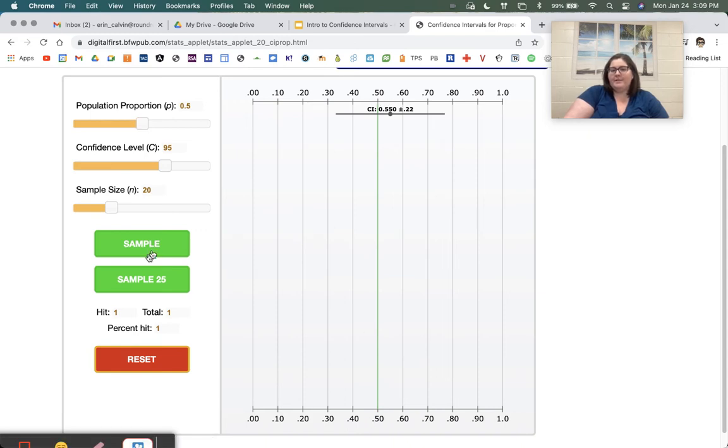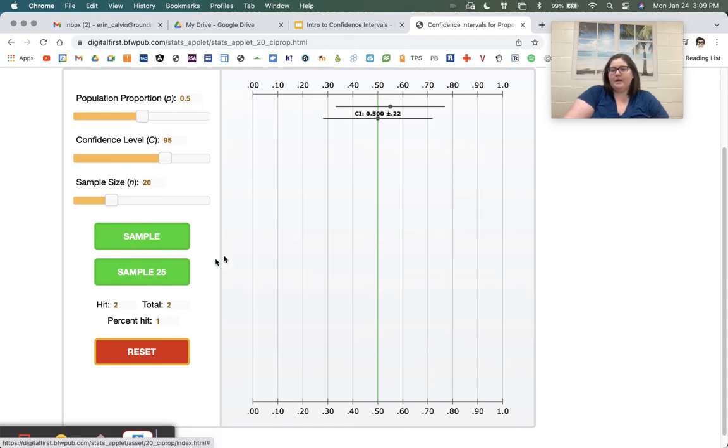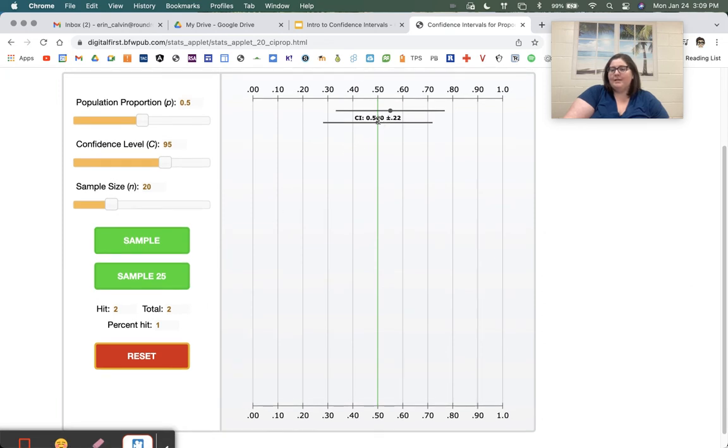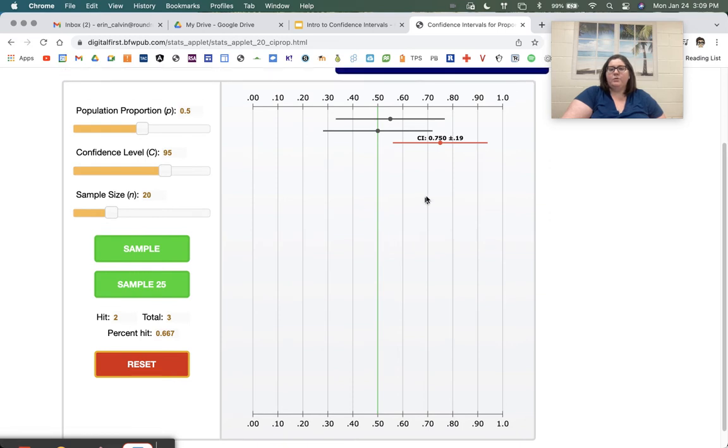But what happens if I take another sample? If I take another sample, I get a slightly different sample proportion, and plus and minus my margin of error, I'm still capturing the true population parameter. If I do another sample, for this sample, I got a really, really high sample proportion. So even that margin of error is not quite capturing the 0.5 that was the true proportion.